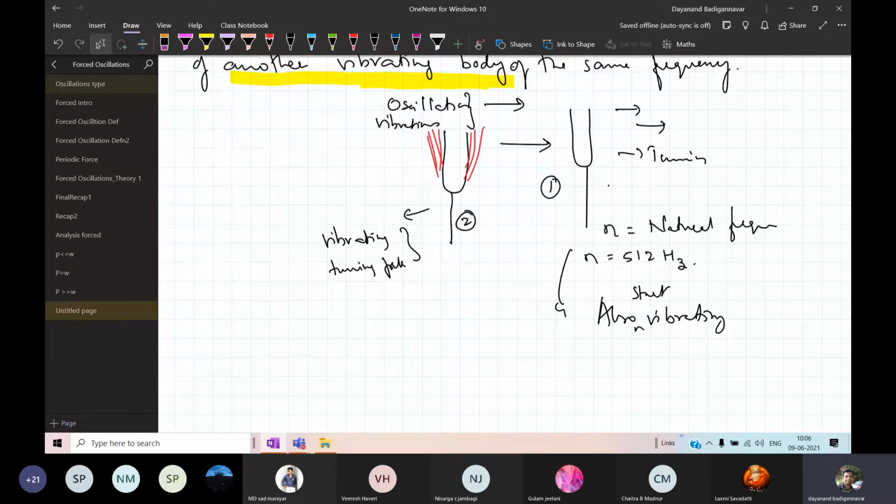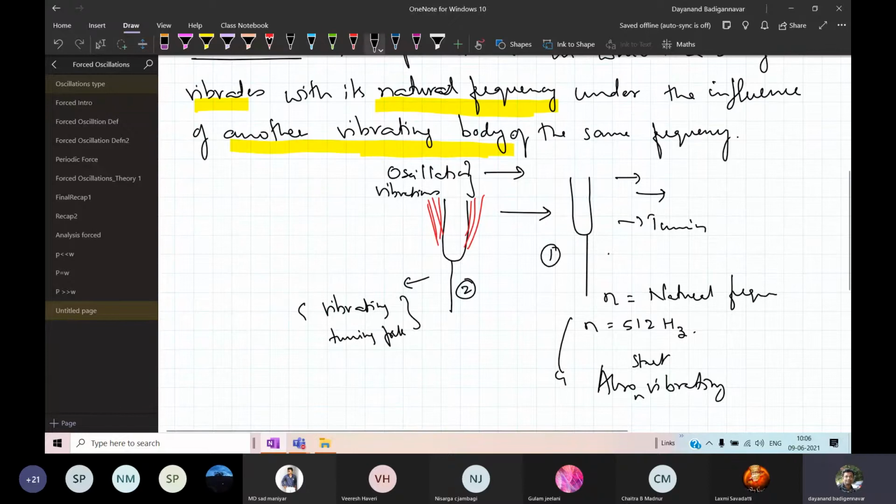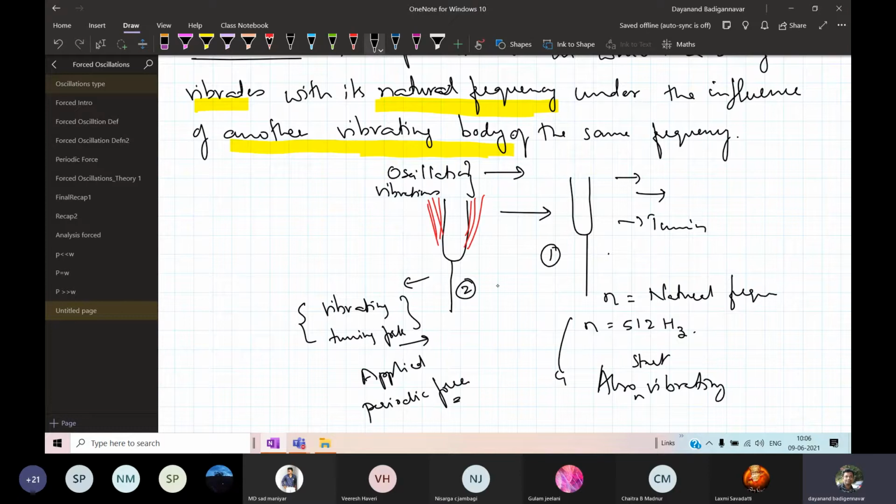Why does it start vibrating? Because I have this vibrating tuning fork, which is acting as an applied periodic force. The second tuning fork is vibrating, so sound waves are produced. These sound waves propagate and reach the first tuning fork, acting as pressure waves. Therefore, they start the oscillations in it. Now, the first tuning fork is also oscillating.